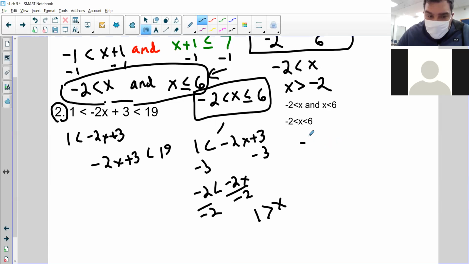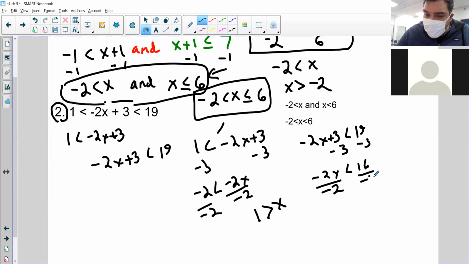Negative 2x plus 3 is less than 19. Minus 3, minus 3. Negative 2x is less than 16. Divided by negative 2, divided by negative 2. X is less than negative 8, but I just forgot it. I just divided by negative 2. Because I divided by a negative, I have to flip the sign. So my answer is 1 is greater than x, and x is greater than negative 8. You could combine that as negative 8 is less than x, which is less than 1.